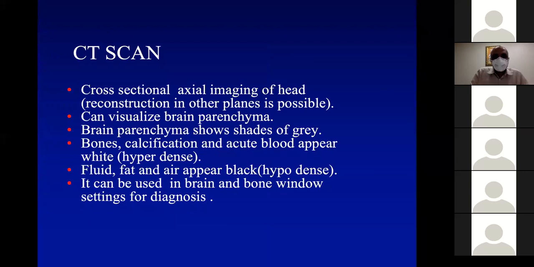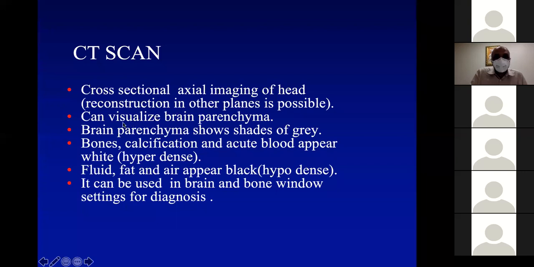Now, CT scan is an important modality in radiology, and it is a cross-sectional imaging, and it can be used for head. Again, with current CT scanners, which are multi-slice CT scanners, these images can be reconstructed from the axial plane into coronal plane and even in sagittal plane.